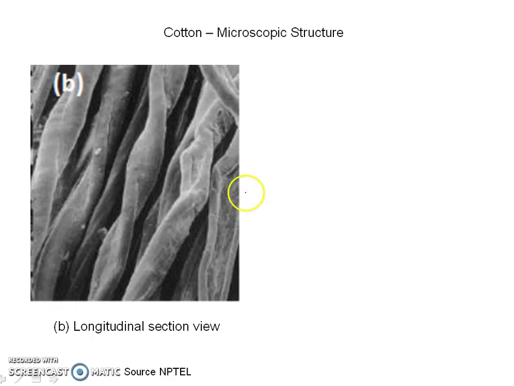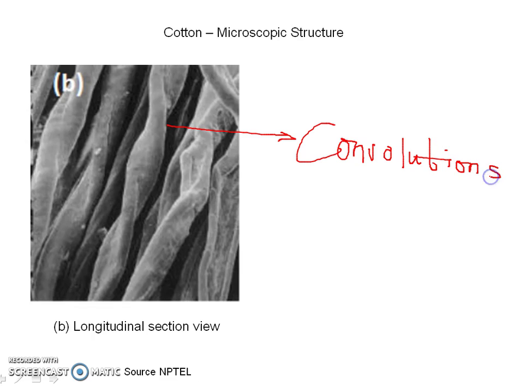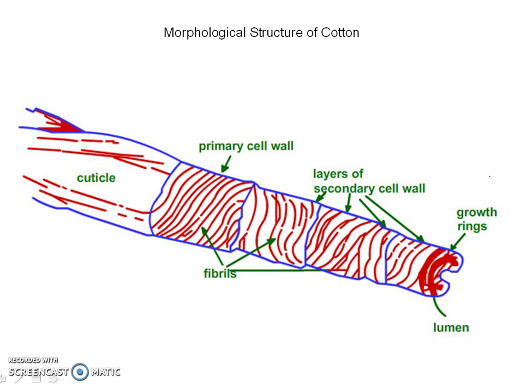If we see the longitudinal section of cotton fiber, it has turns. These turns in the cotton fiber are referred as convolutions. Because of this, it is having a ribbon-like structure. If we look at the inner structure of cotton fiber, it has number of layers.